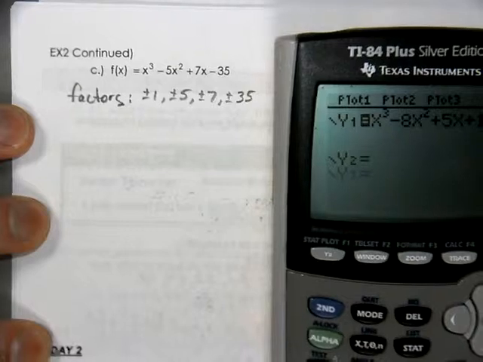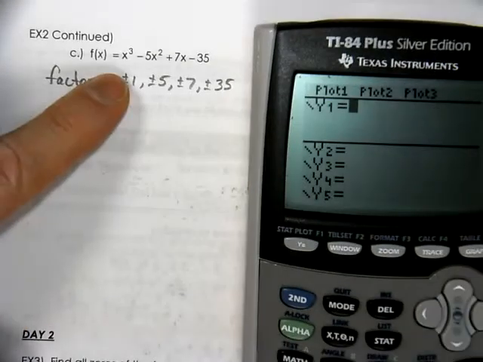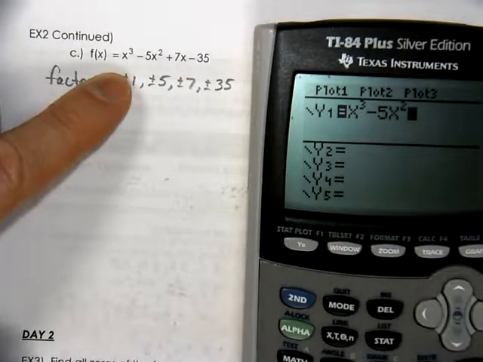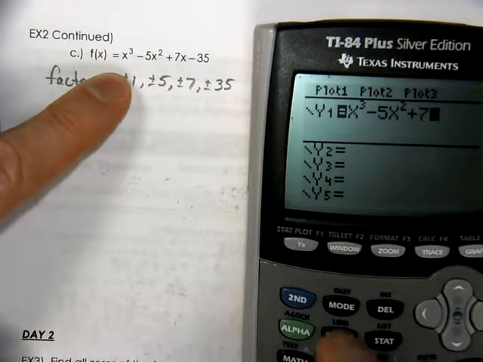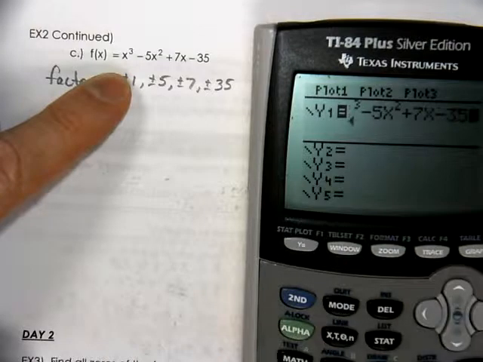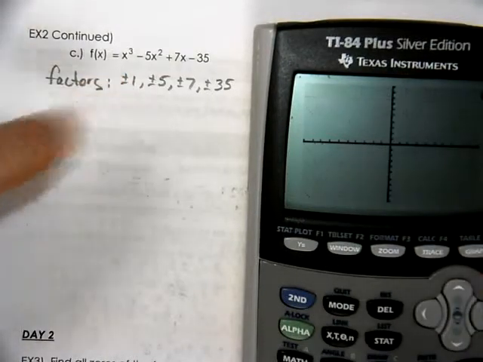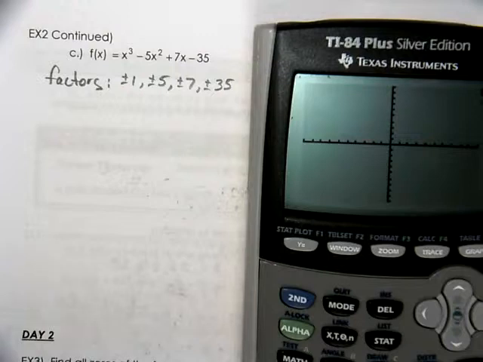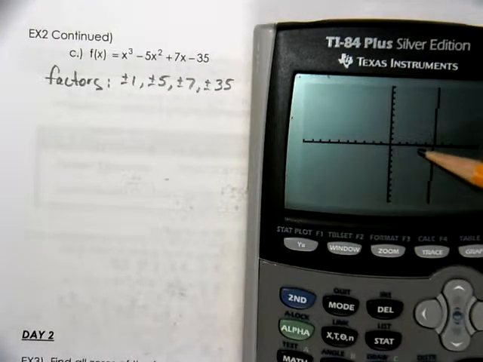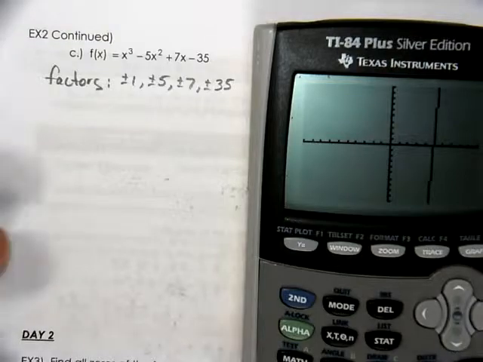So going to our calculator, we would plug in the function x cubed minus 5x squared plus 7x minus 35. And we're going to notice that a reasonable one to check is at 1, 2, 3, 4, 5.